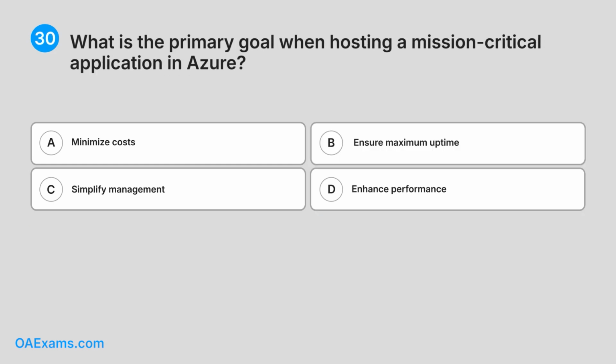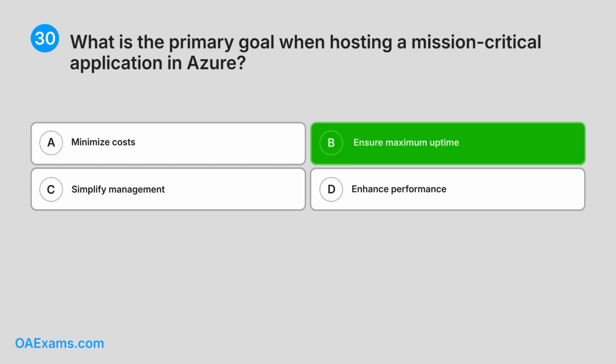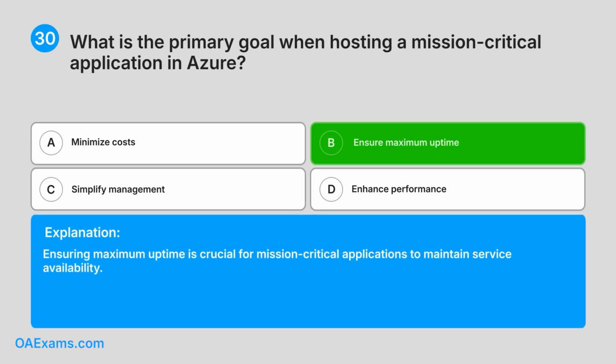30. What is the primary goal when hosting a mission-critical application in Azure? A. Minimize costs. B. Ensure maximum uptime. C. Simplify management. D. Enhance performance. What do you think is the answer? Correct answer. B. Explanation. Ensuring maximum uptime is crucial for mission-critical applications to maintain service availability.